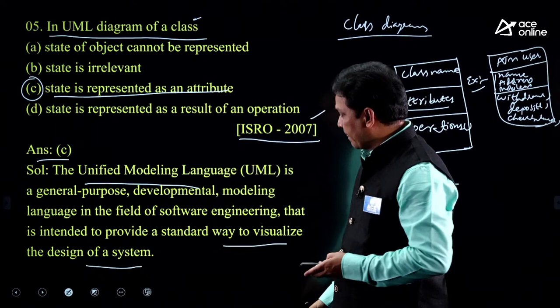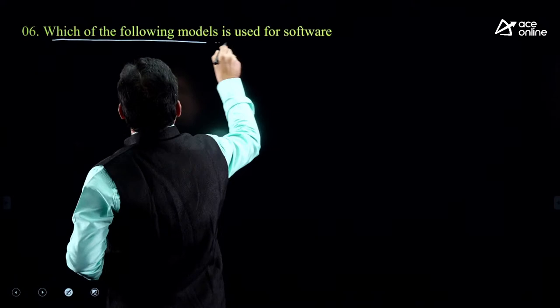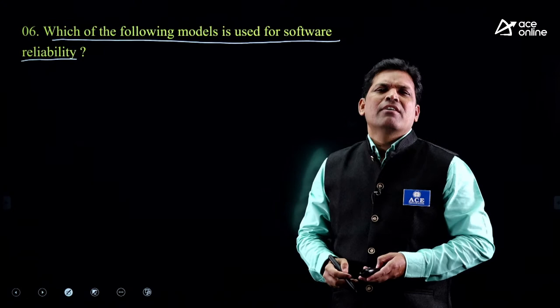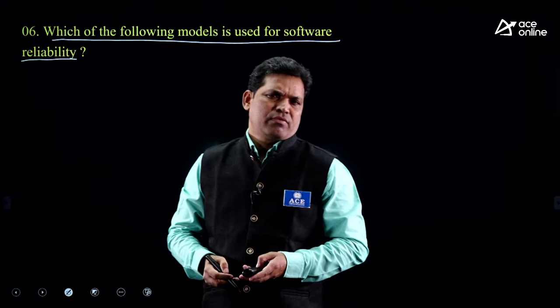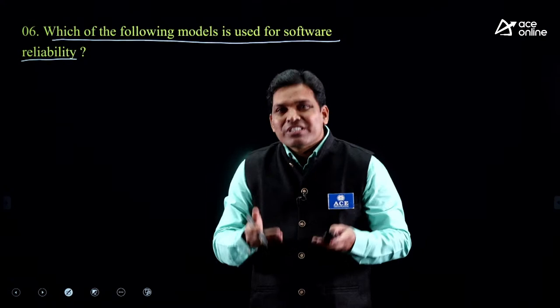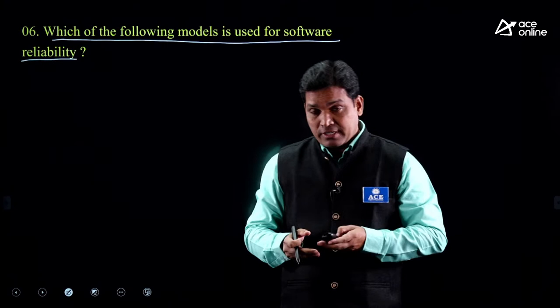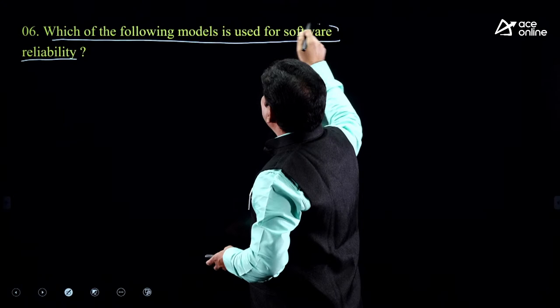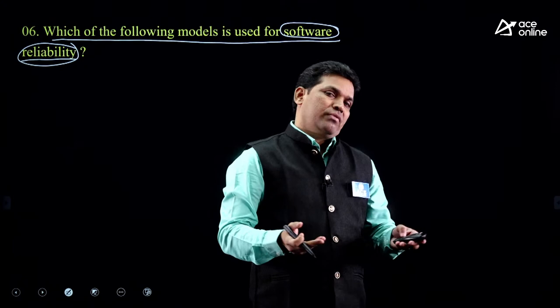Coming to the next question. Which of the following models is used for software reliability? So first of all, what is reliability? Failure-free operation of a software system, we call it reliable. How can you say what the reliability of a developed product or project delivered to the client is? A delivered product or software project which is giving services to the users in a failure-free manner, without failing, giving continuous service, such products we say are maintaining reliability.